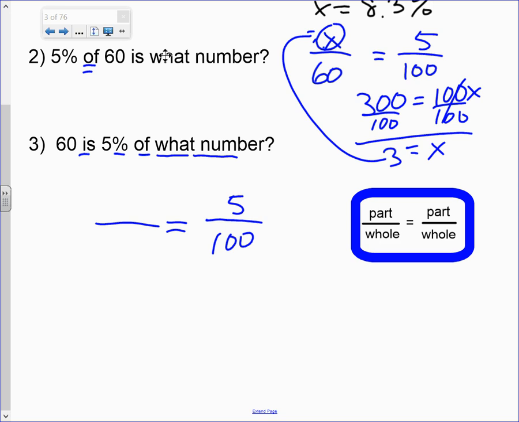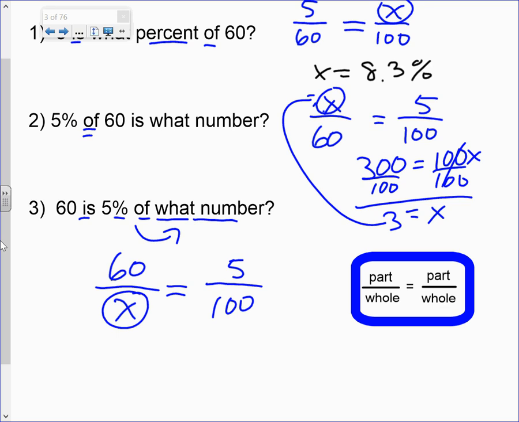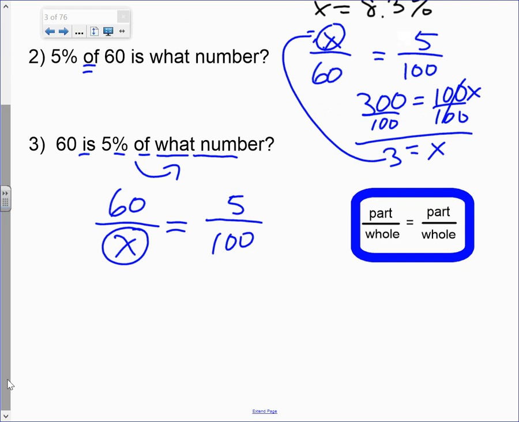60 is 5%. Look at the 5 is out of 100. Of what number? The word of. What number comes after of? So that's the total. So that's x. And then I got 60 as the part this time. Now the whole is the unknown. The unknown on number 2 was the part, and the unknown on number 1 was the percent. Now the unknown is the whole.